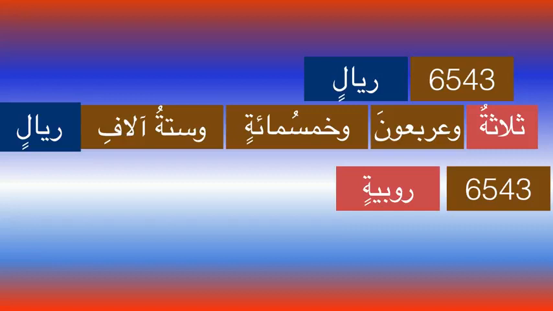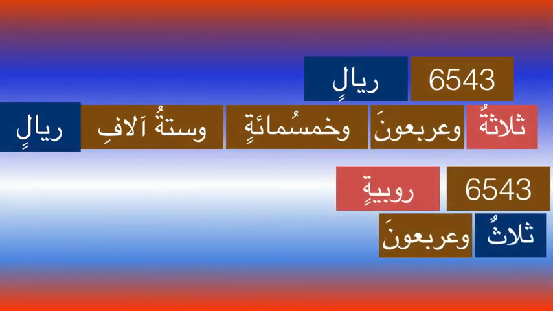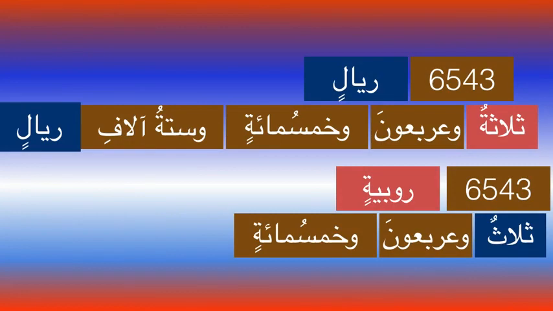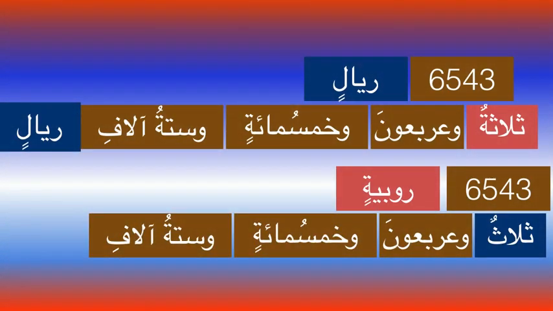So if it is a muannas noun, like riyaliyyatin, 3 will have a mudhakkar number: thalathun wa arba'una wa khamsu mi'atin wa sittatu alafi riyaliyyatin. So this is how different types of constructions are used for units, tens, hundreds, and thousands.